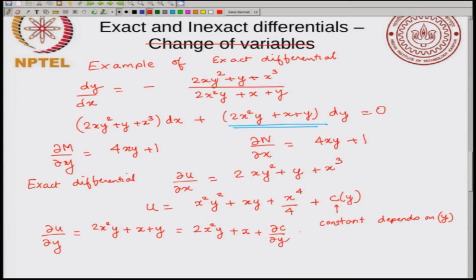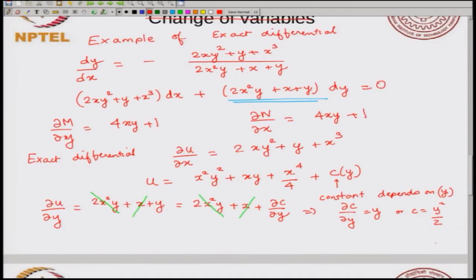And what you immediately get is that these two will cancel each other, similarly x will cancel. So what you will be left with, this implies dou c by dou y is equal to y, or c is equal to y square by 2. Okay. So by doing this, we got this c of y.